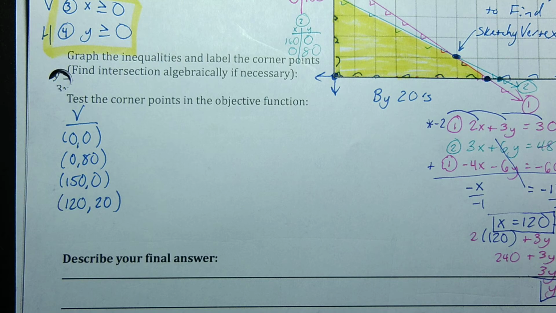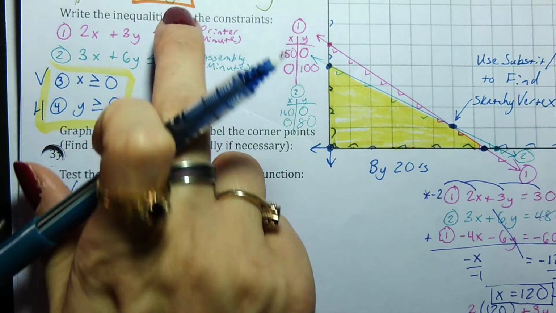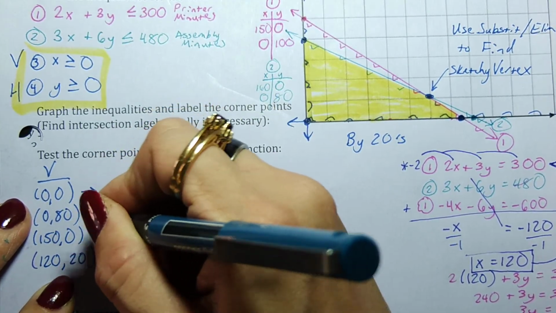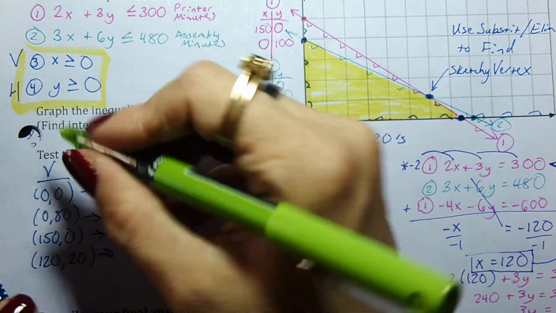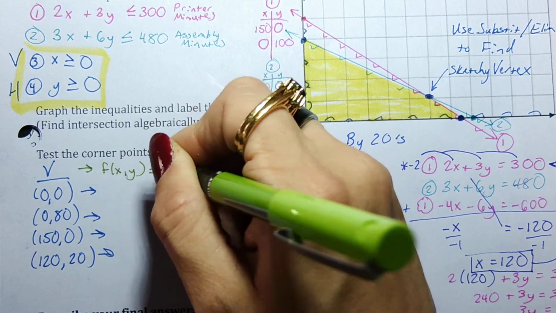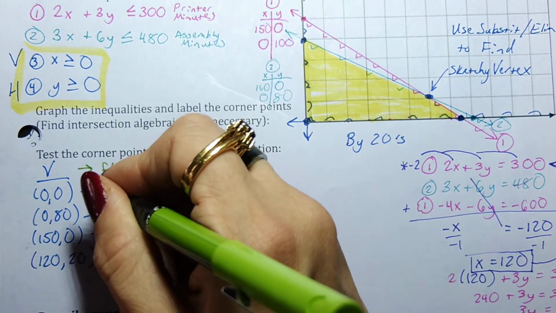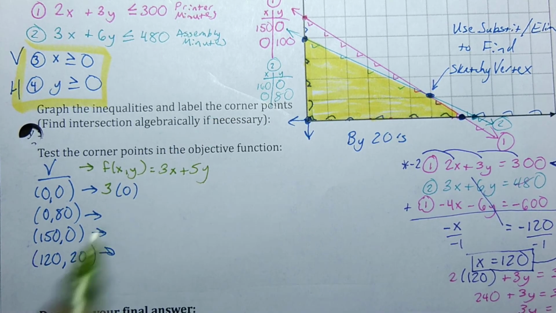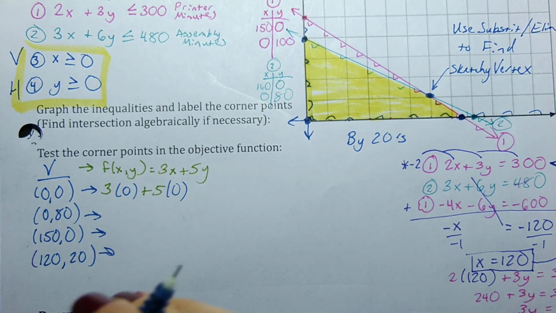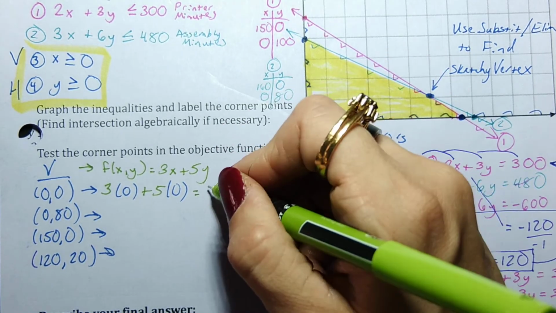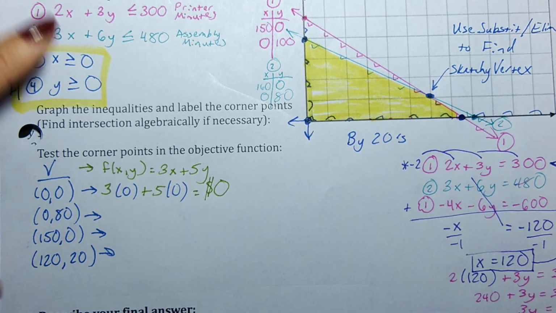So now that we've got all those vertices, it's time to plug them into our objective function. I think this was like step 6 from the front. So I'm going to take each of these xy coordinates, and I'm going to plug them into that f of xy equation that we defined above, that 3x plus 5y. So I'm going to take 3 times the x value of the first point, and then plus 5 times the y value of that point. And 3 times 0 plus 5 times 0 is 0. 0 what? $0. That is the unit of our objective function.